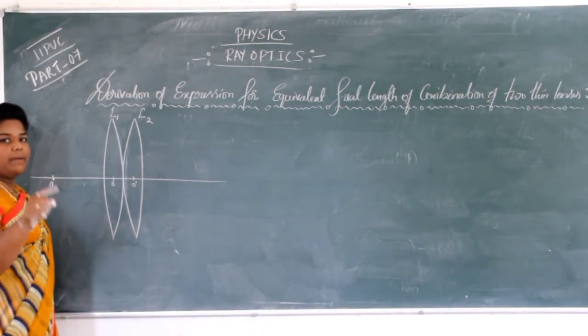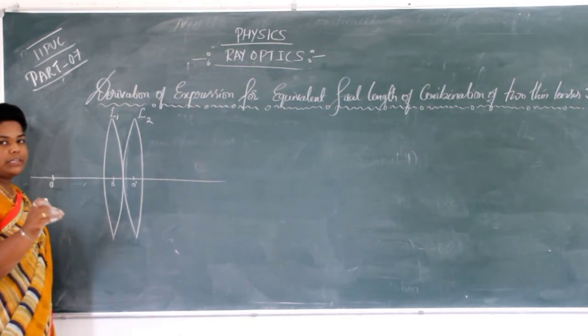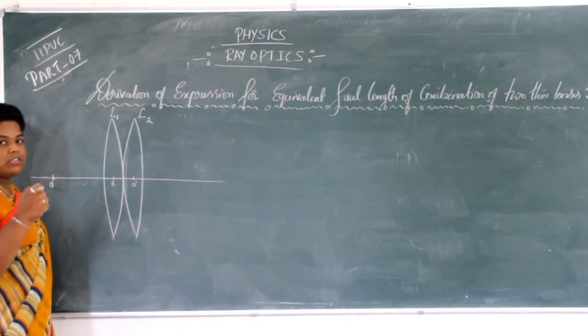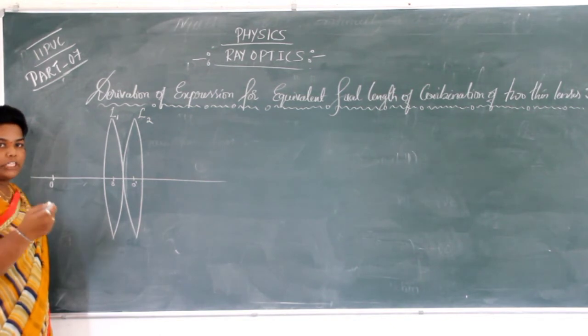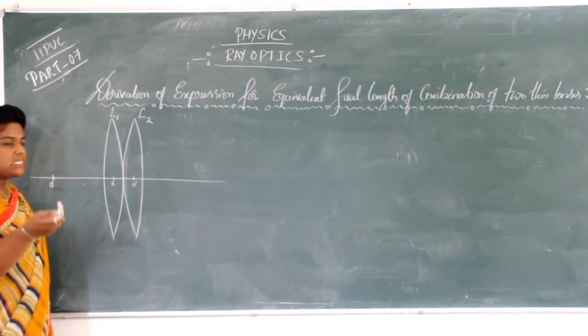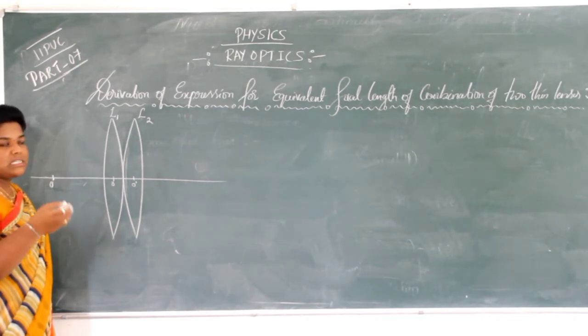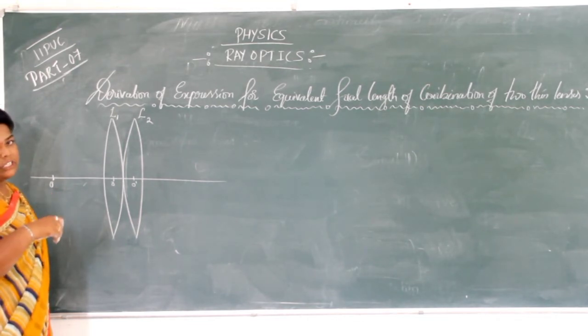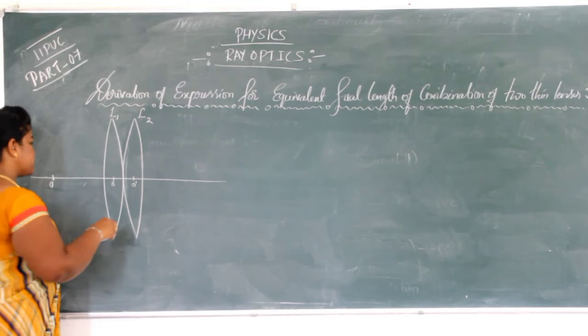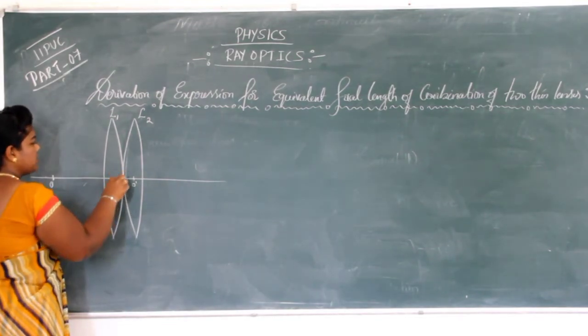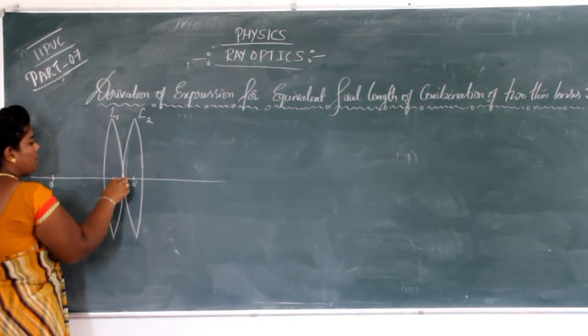So you may get a doubt, then from where should we calculate the distance, ma'am? Because you said that all the distances should be measured along the principal axis from the optic center. But here we have 2 lenses, then from which point should we measure? Exactly, my dear students, your doubt is correct. We should measure from the point of combination.